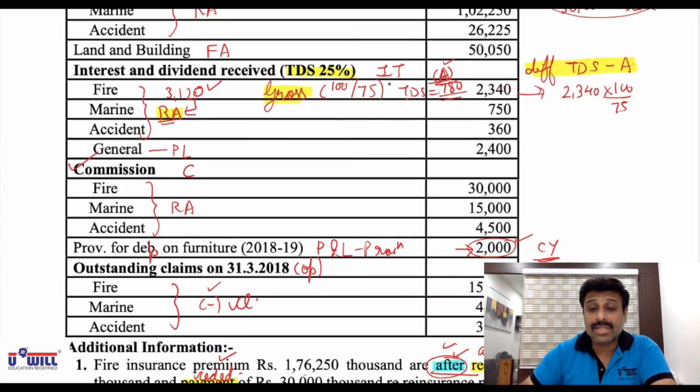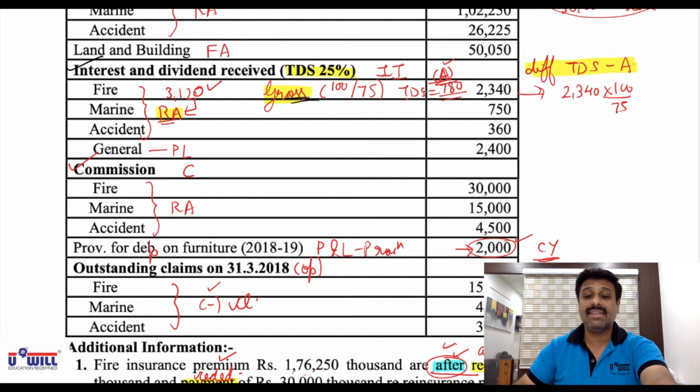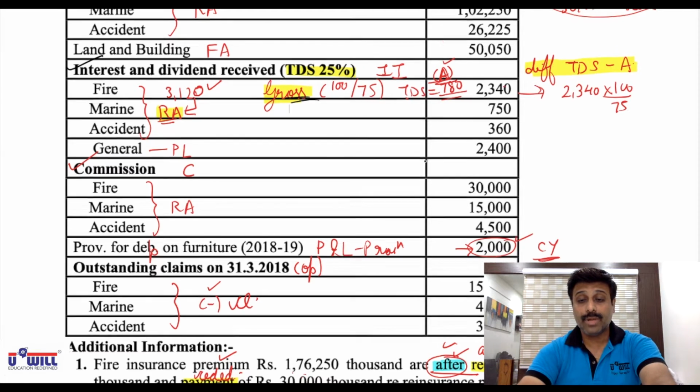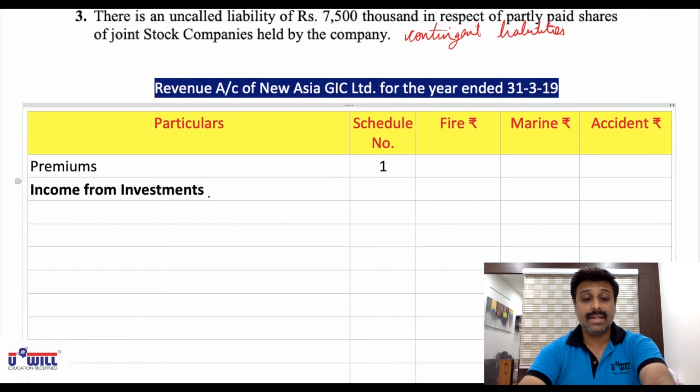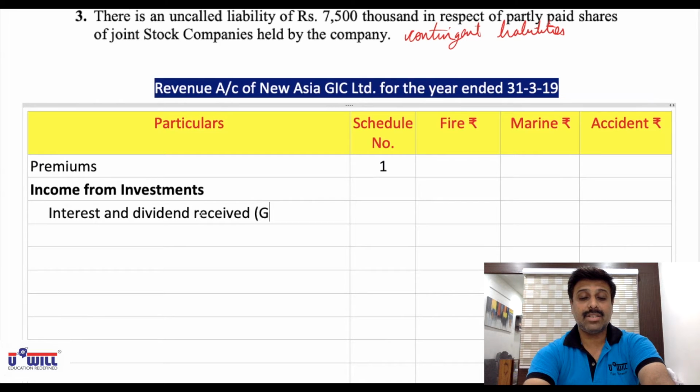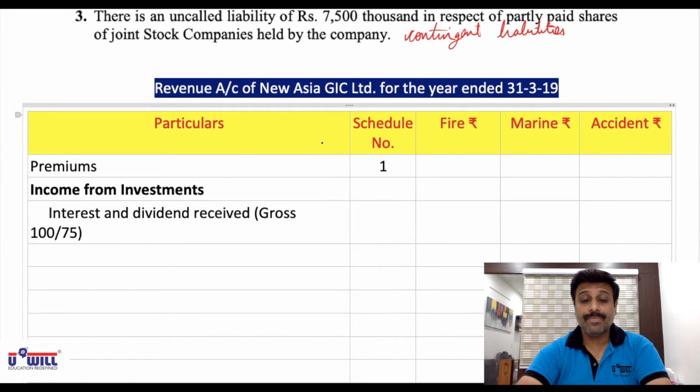Okay, this interest received we have marked as II. So put a tick on that. We are going to record interest and dividend received, and we have to show the gross amount, 100 by 75, over here. So all of you write down interest and dividend received. And as we discussed, gross amount we have to show, which is 100 divided by 75.